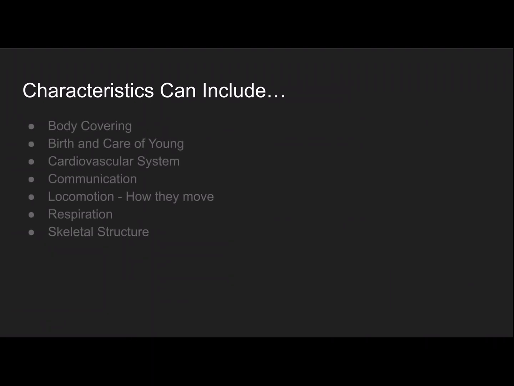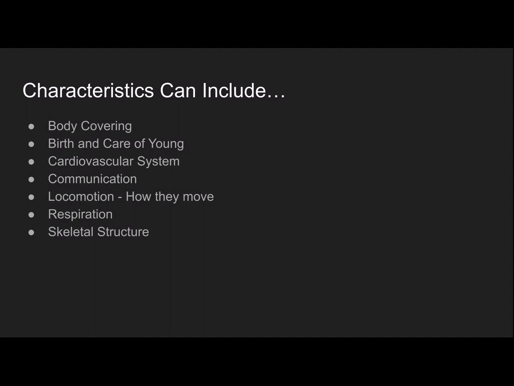Now, characteristics can include, let's take a look at this. I want you to write this down in your notes. This is something you will want to have for reference later. Characteristics can include the body covering, for example, scales, feathers, fur. Birth and care of young: do they lay eggs? Do they take care of their babies? Cardiovascular system: what kind of heart do they have? How many chambers are in their heart? Communication: how do they communicate with other members of the species? Do they use echolocation like a whale? Do they whistle like a bird?